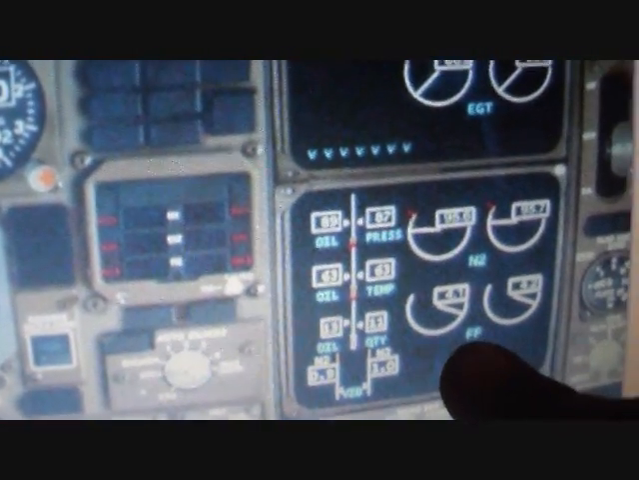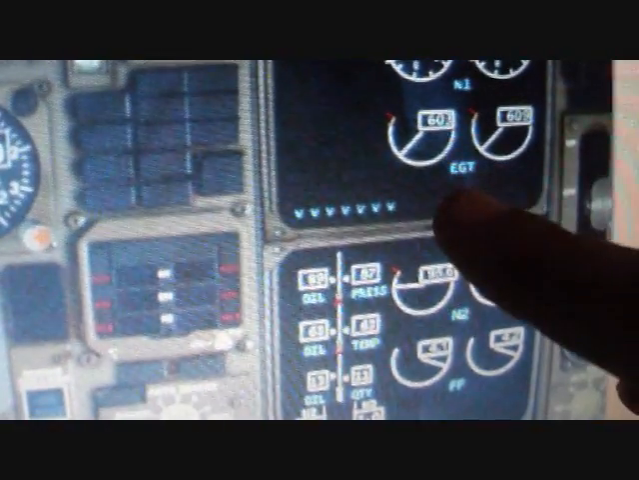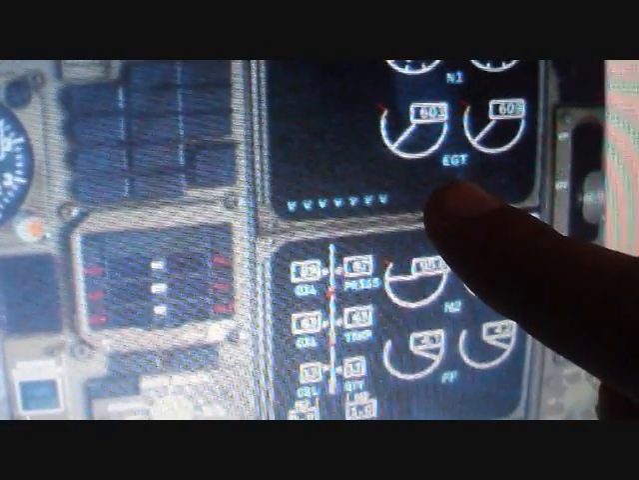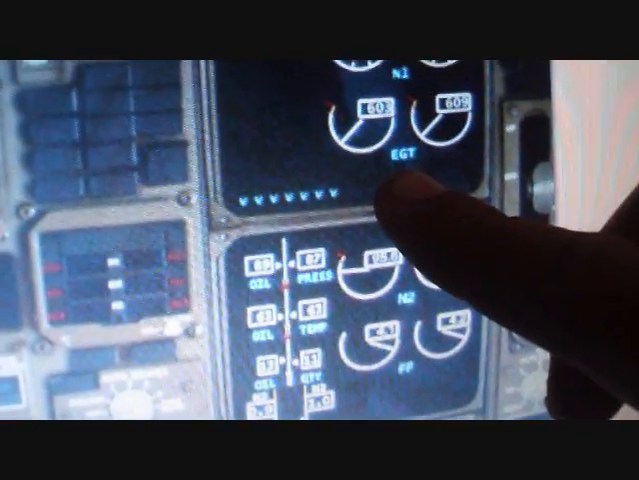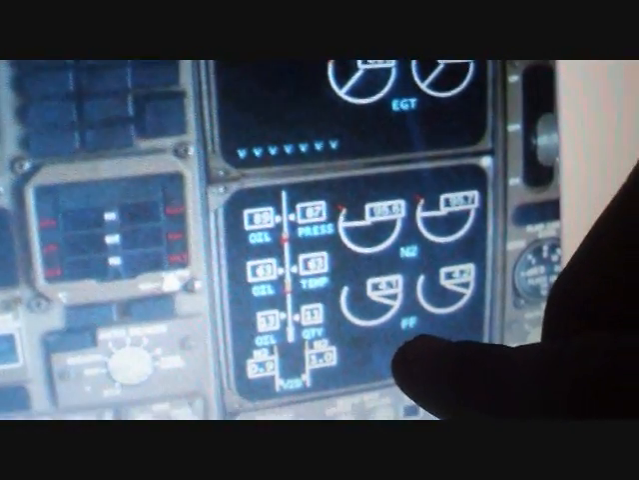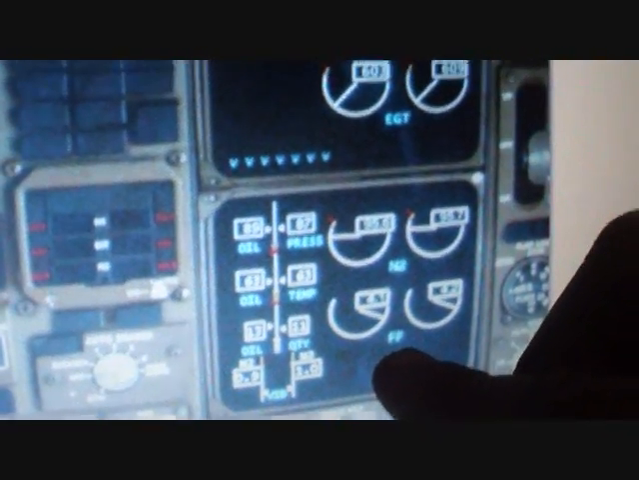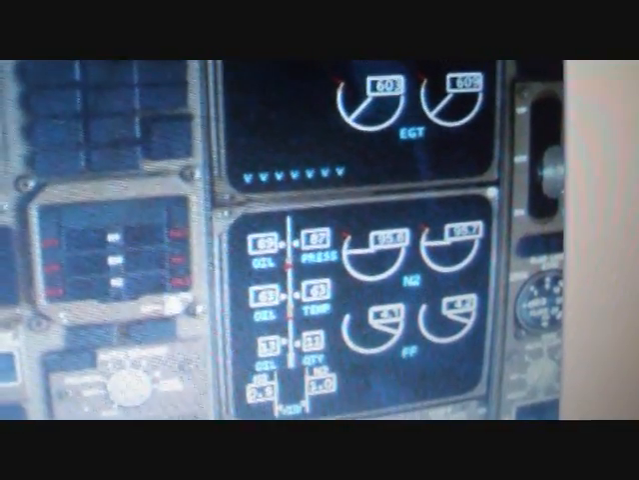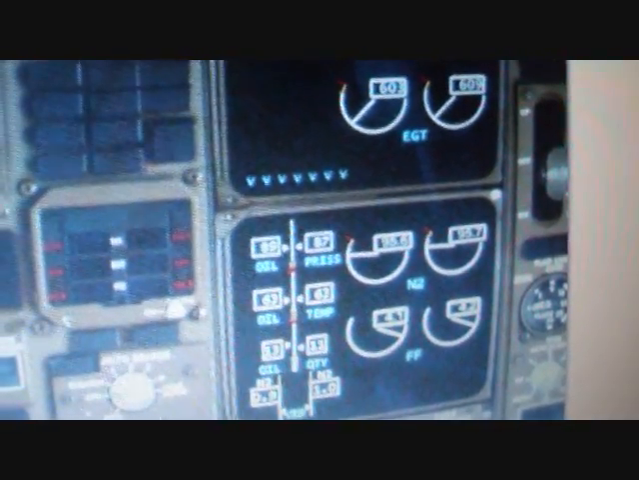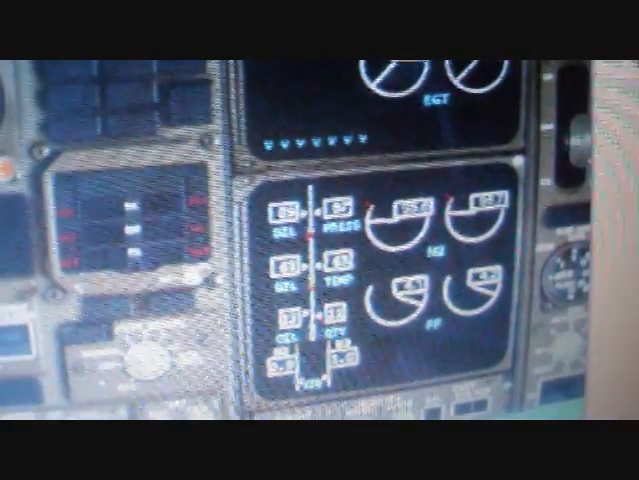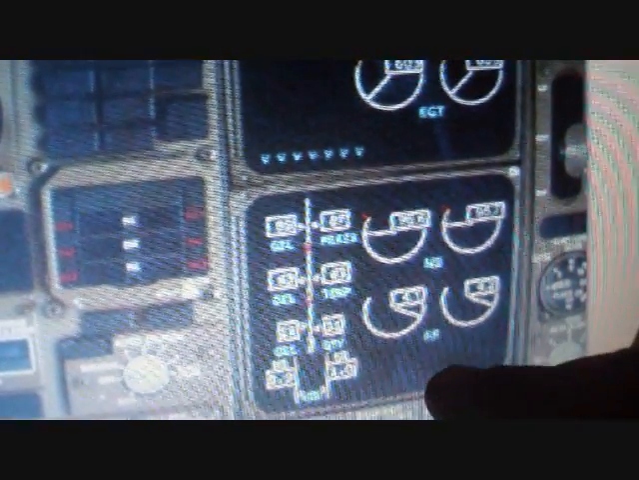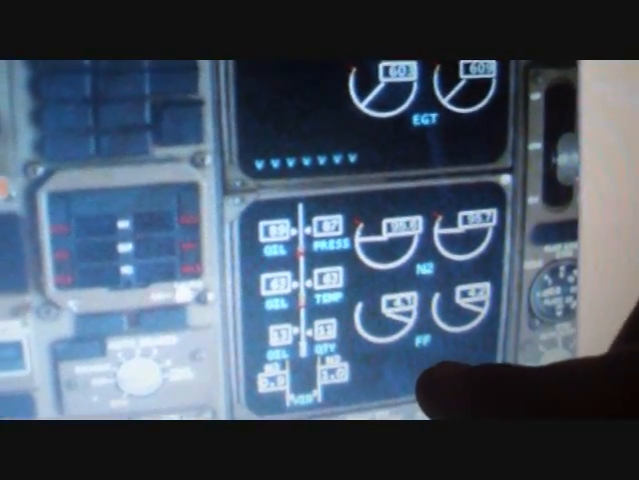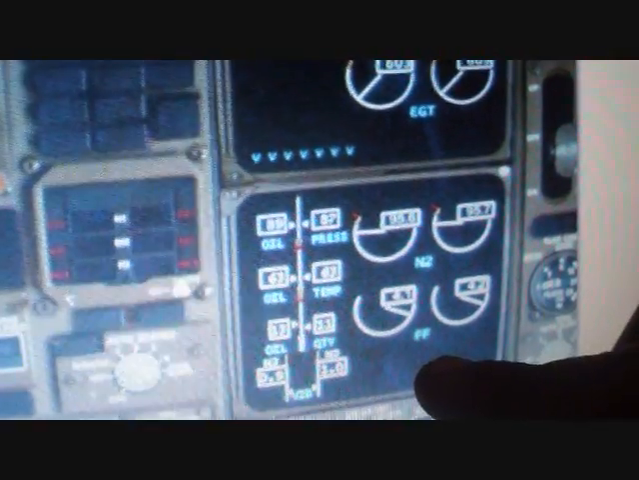And FF is fuel flow. Now, fuel flow and EGT on American aircraft are in pounds per hour and Fahrenheit, respectively. Of course, foreign airlines may change it to their metric system. But in this case, this product and the options chosen for this one are in the American system.